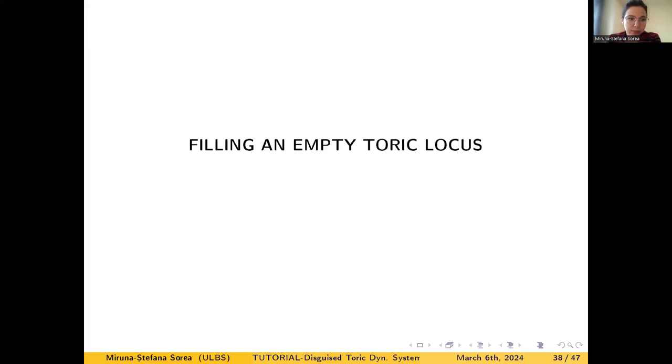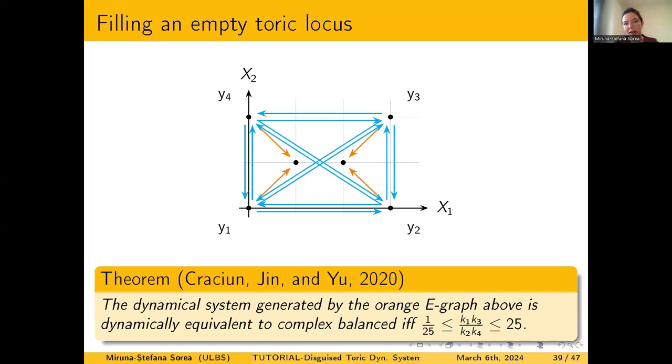So now, in the last few minutes, I want to present this weird case where the toric locus is empty, but the disguised toric locus is a positive Lebesgue measure set, and that's what happens for this network in orange. And for other generalizations of it, as we will see soon, we allow the arrows to move and the dimensions of the rectangle to be variable. In 2020, Krachun, Jin, and Yu found, with some different proof and other tools, that the dynamical system generated by this orange E-graph is dynamically equivalent to complex balance, so disguised toric, if and only if the four rate constants satisfy these inequalities.